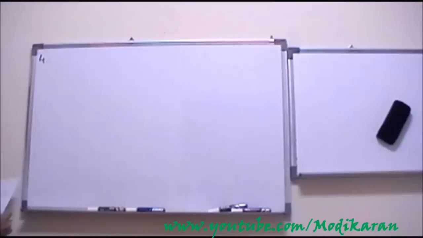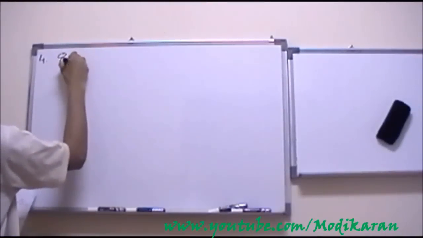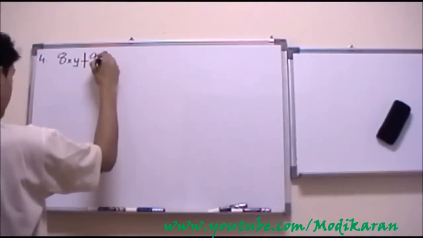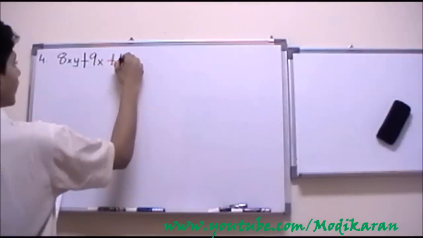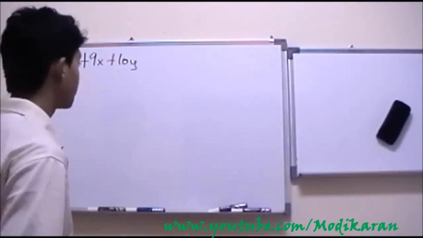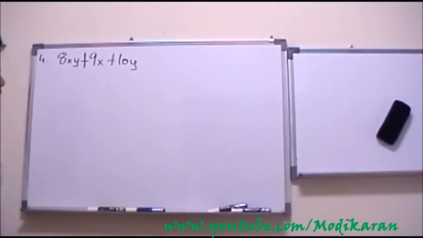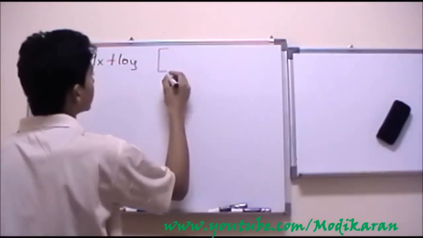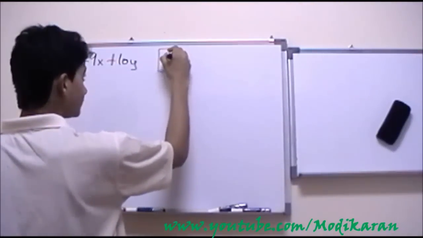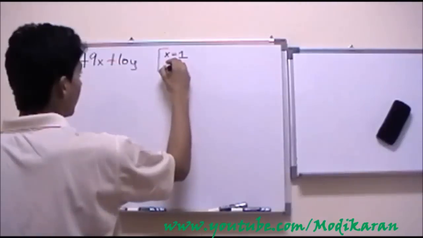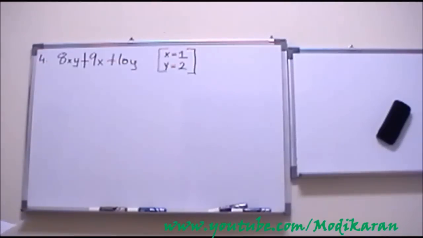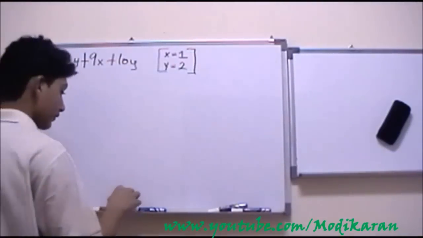Now this one is going to be a little tricky. 8xy plus 9x plus 10y. Okay, so this is the equation, and when this pops up, you may have no idea how to solve it. But in this case, I will give you the values of x and y. The value of x is going to be 1. The value of y is going to be 2. Simple as that.